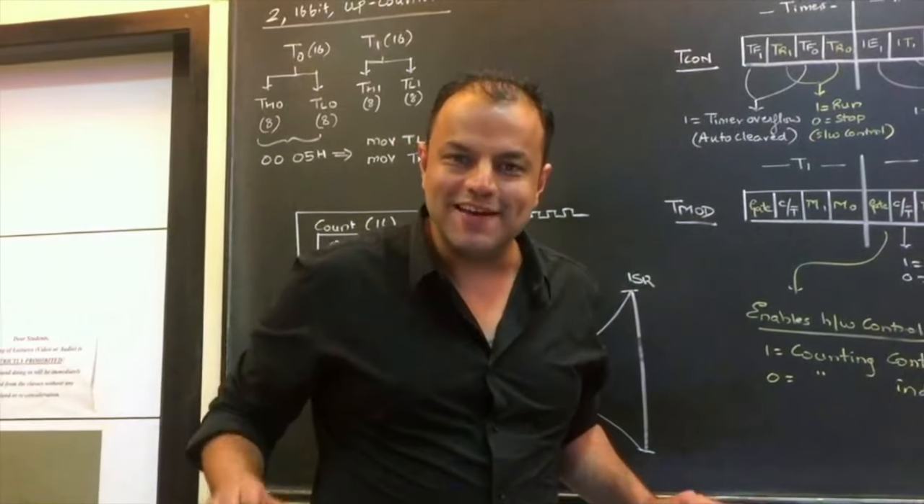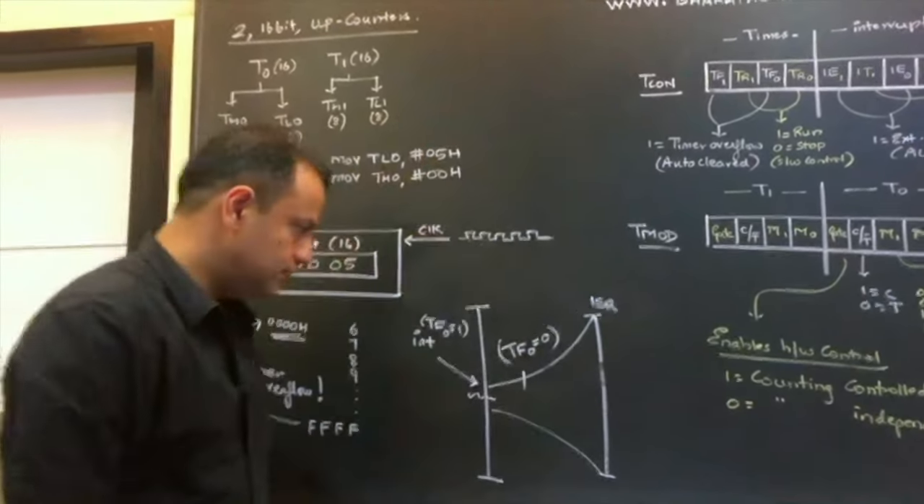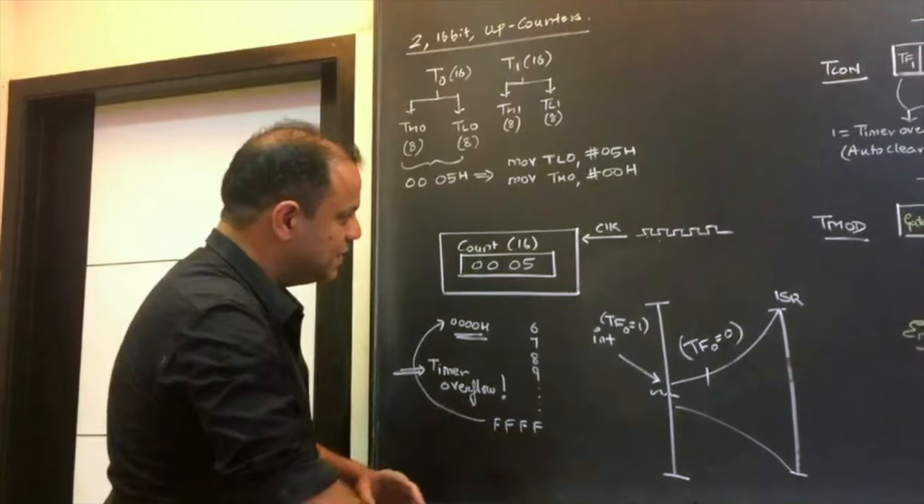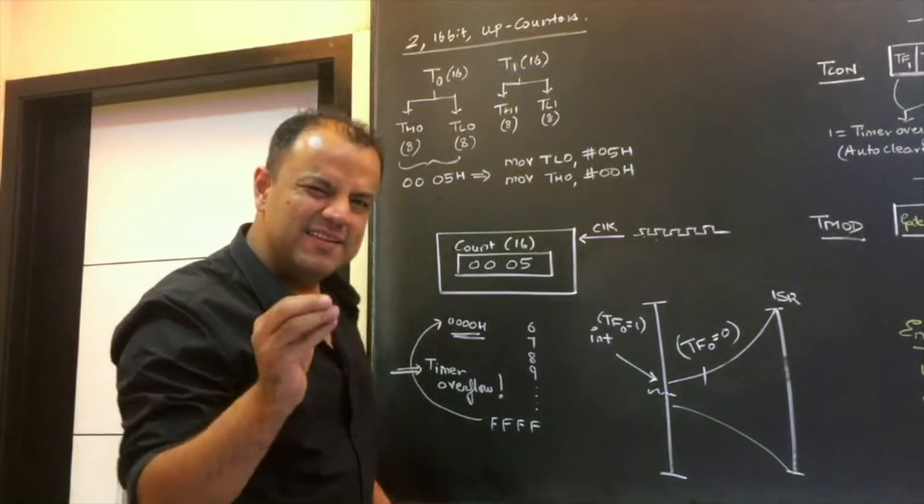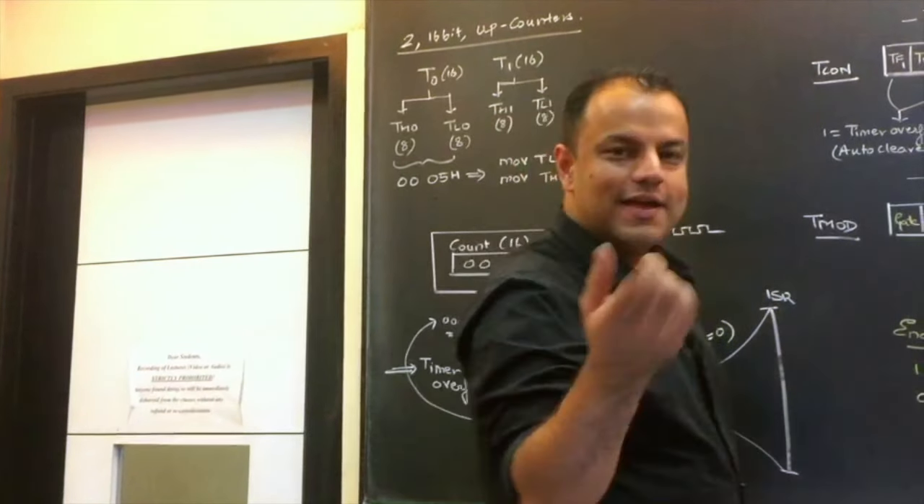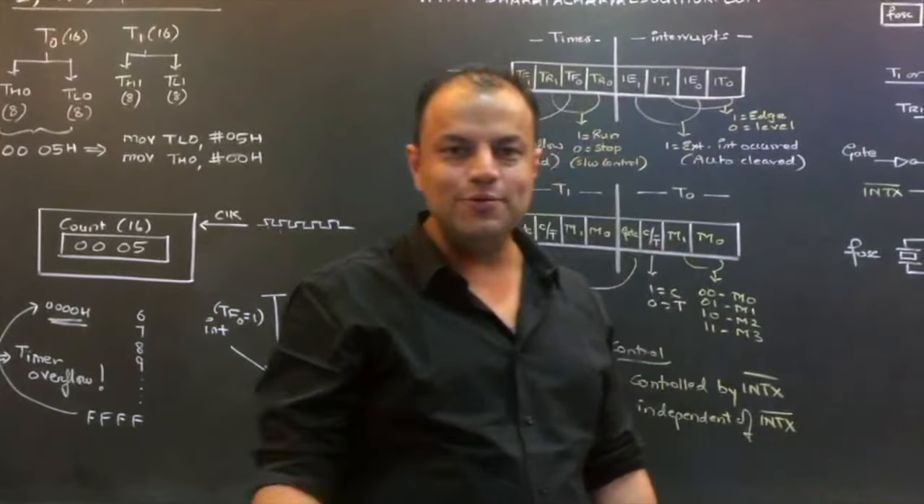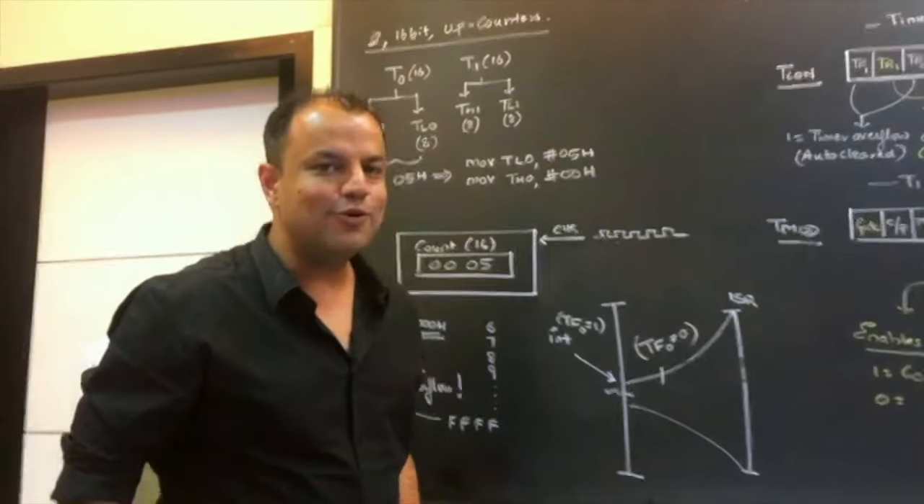Please tell me, did you understand this? Now, what did I say? The first thing that we have to do is load the count. No. Before that, there is a small thing that we need to do. Calculate the count. Now, why do we need to calculate the count? Because these are not down counters.